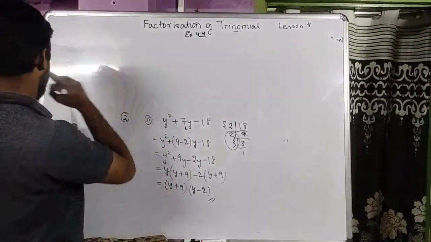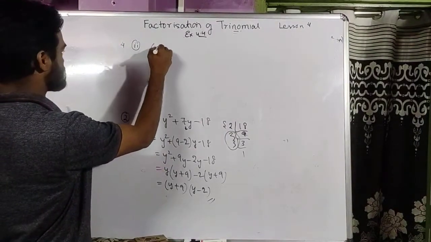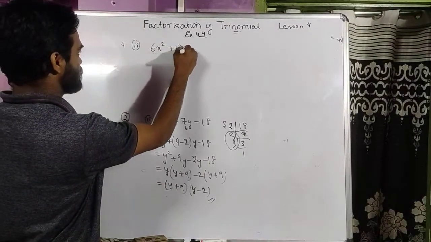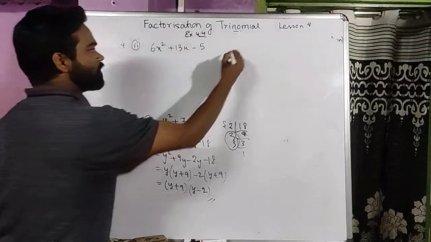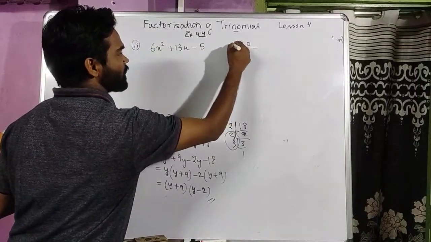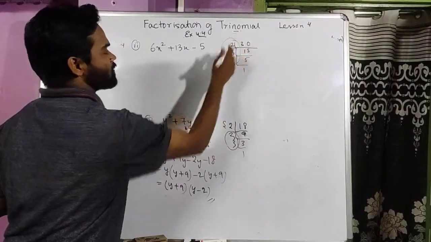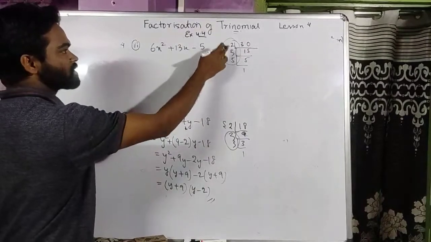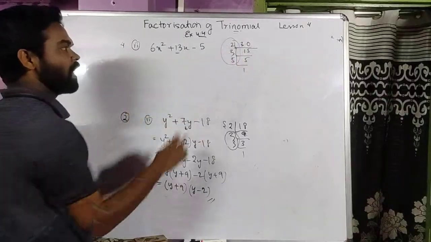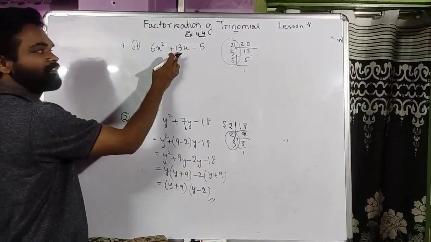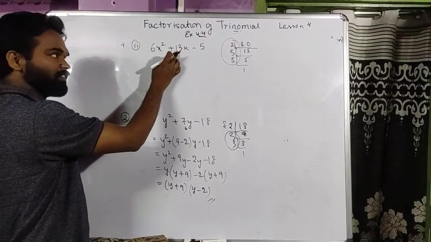Now, we look at 4 part 2: 6x square plus 13x minus 5. First of all, 5 6s are 30. So we need to find the prime factors of 30. Now we need to arrange them in the form of two numbers such that when you multiply, you should get 30 and the difference should be 13. Why difference? Because this is negative. I told you either this or this is negative, so this should be the difference.